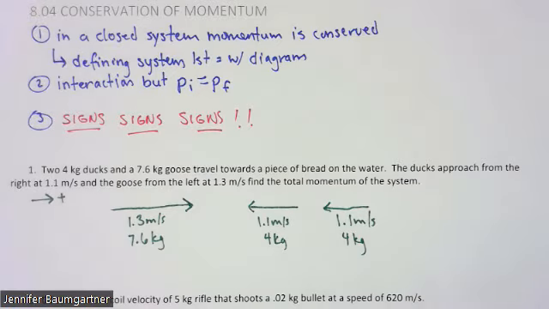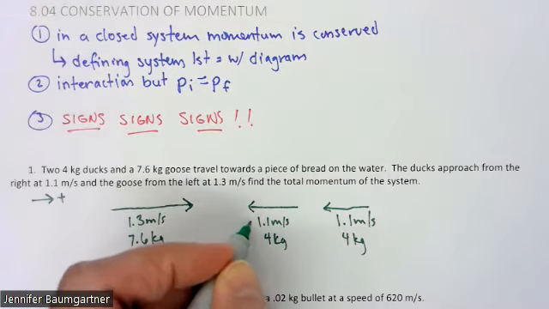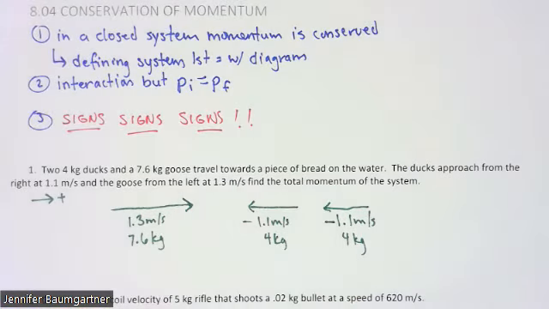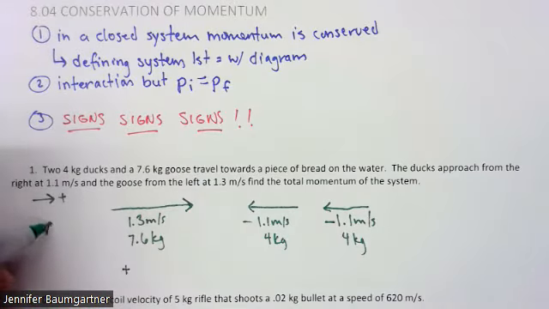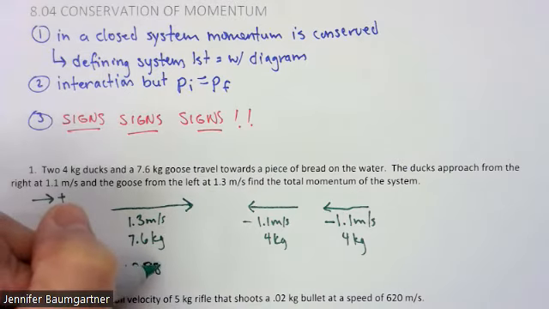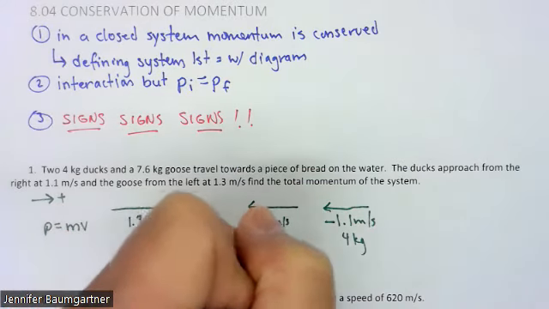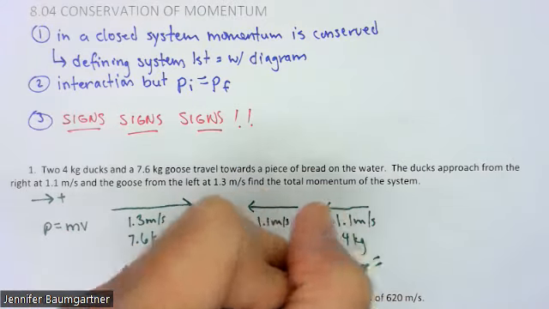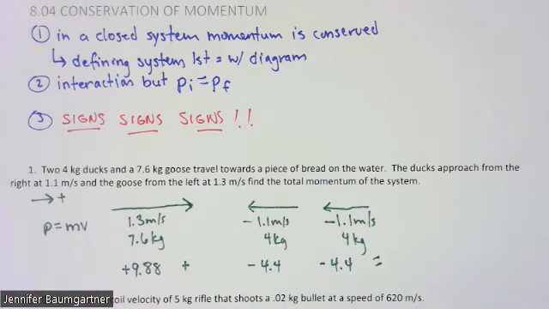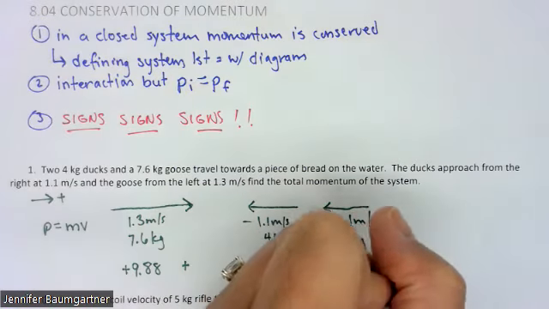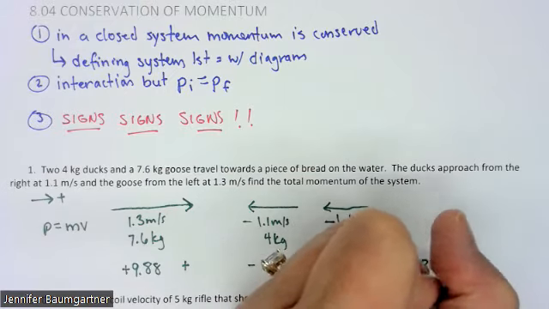Okay, did you take a crack at it? Well, the first thing you should see is if this direction is positive, these are going to have negative values for that velocity. So when I multiply this together, I'm going to get positive. Remember, momentum is mass times velocity. It's going to be positive 9.88 plus negative 4.4, negative 4.4. When I add that up, I end up with a total net momentum of positive 1.08.